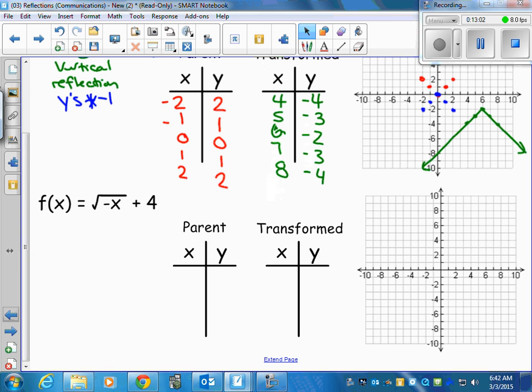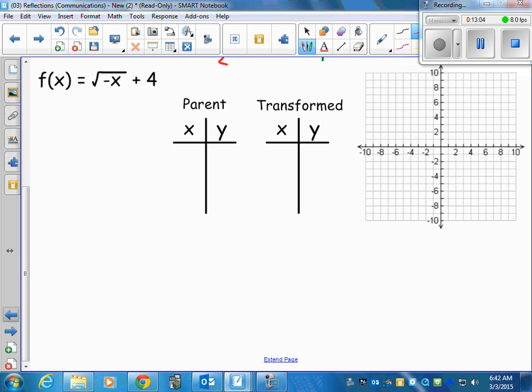Okay, our fourth parent is the square root. This graph is a little bit different from the other parent functions because we don't have any negative values, because we can't take the square root of a negative. So we've got 0, 1, 4, and 9. We're looking for the perfect squares because we want perfect points that we can graph in this situation. Now the square root drops off. That is our parent function.